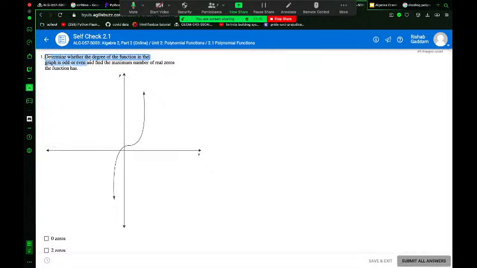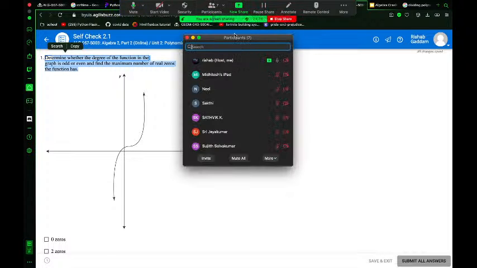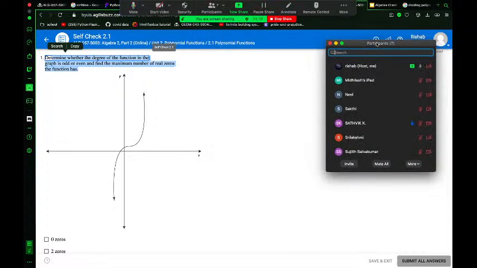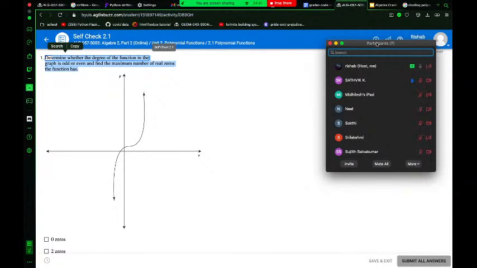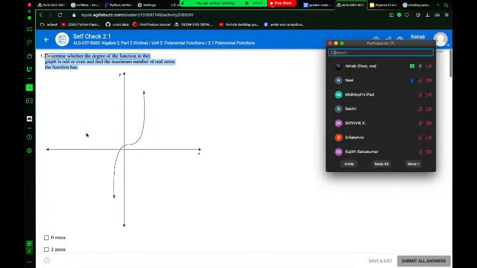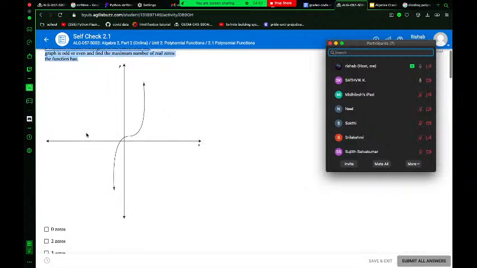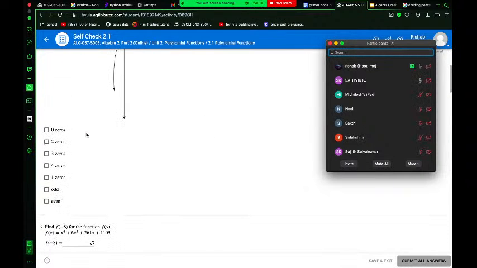So determine whether the degree of the function in the graph is odd or even, and find the maximum number of real zeros the function has. Okay, so who wants to do this one? If you want to do this one, then raise your hand in the participants list. Okay, Satvik, you want to do this? You can do this. There you go. I think it has 4 zeros.